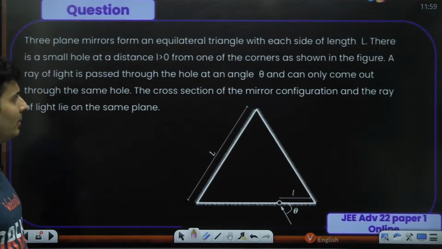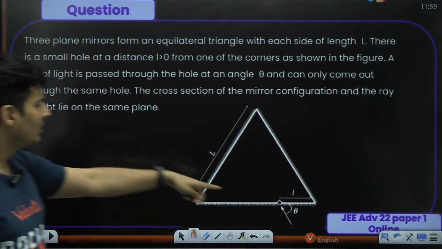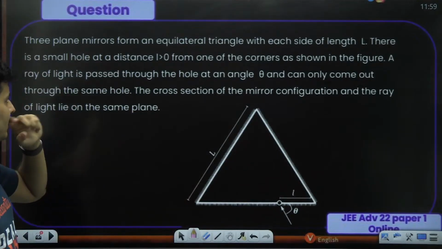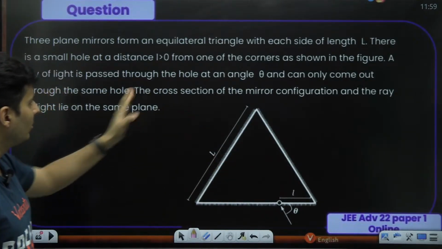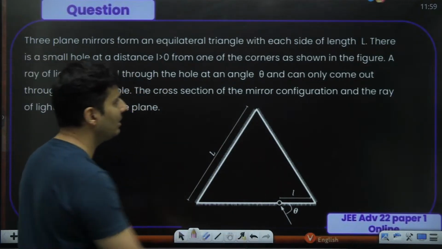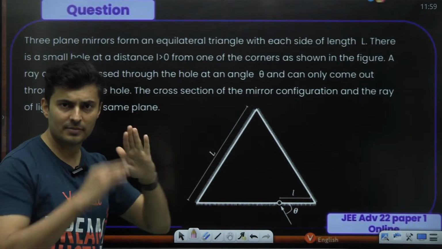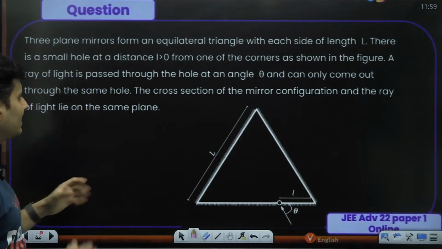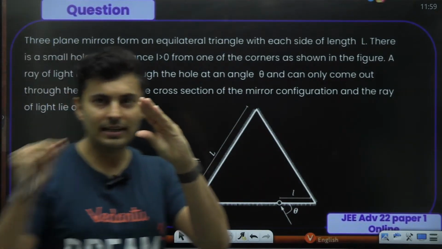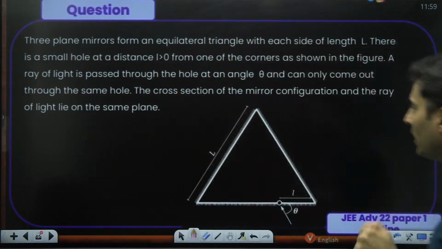Three plane mirrors form an equilateral triangle, each with side length L. There is a small hole over here, as you can see, at a distance l, greater than 0. Light is passing through it at an angle theta and can only come out through that same hole, because everything else is plane mirrors. It's like your kaleidoscope. Light is coming from one side and there are three plane mirrors forming an equilateral triangle.